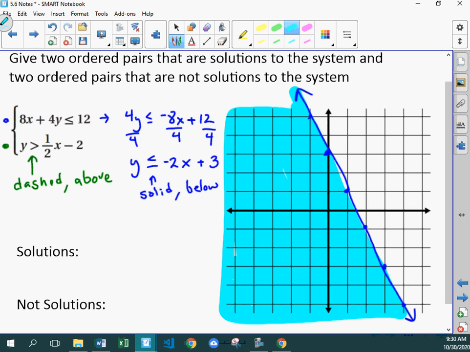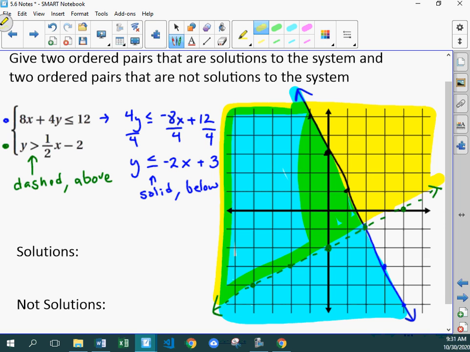And then with the second one, we've got a y-intercept at -2. We have a slope of +1/2. And with this one, we know that the line is just going to be dashed. So let's connect. And we are shading above the green line here. So you're going to see some color change.